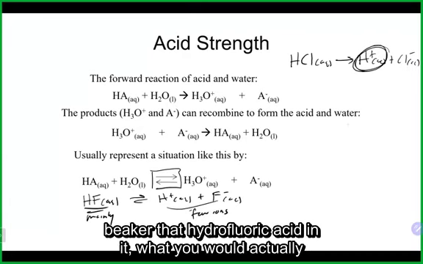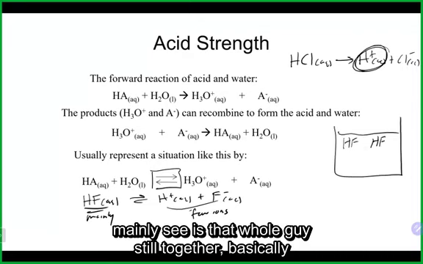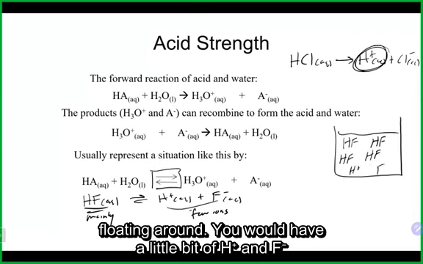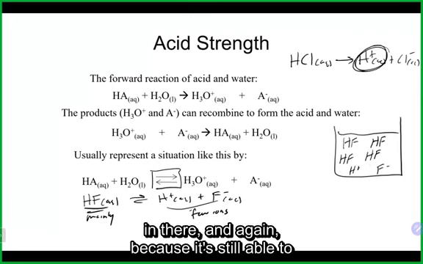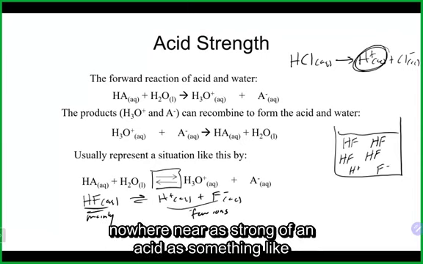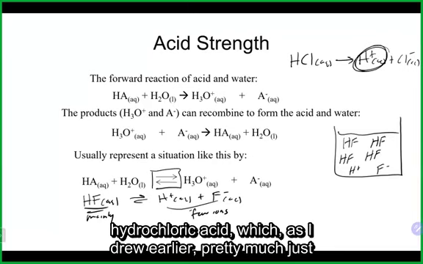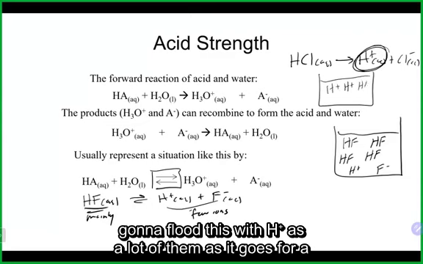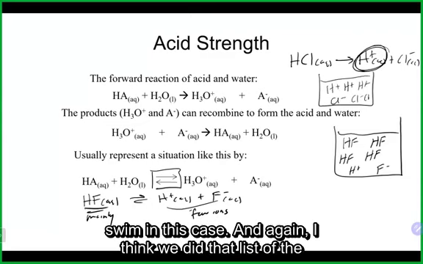So if you looked at a beaker that had hydrofluoric acid in it, what you would actually mainly see is that whole molecule still together, basically floating around. You would have a little bit of H plus and F minus in there. And again, because it's still able to produce some H plus in solution, it is considered an acid, but it is nowhere near as strong of an acid as something like hydrochloric acid, which, as I drew earlier, is pretty much just going to flood this with H pluses, a lot of them, as it goes for a swim.